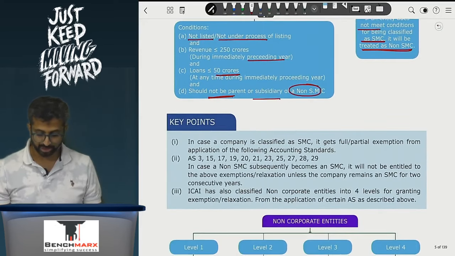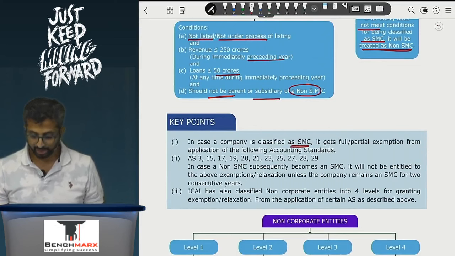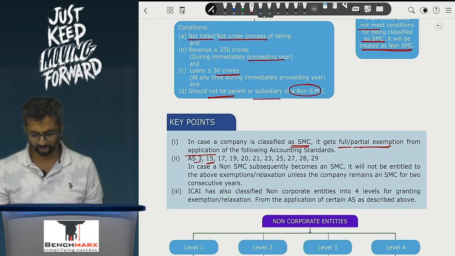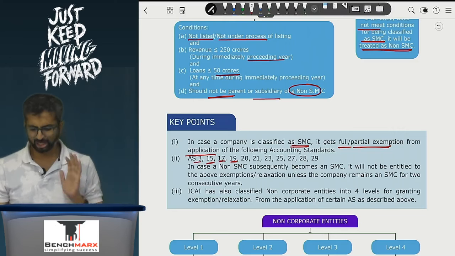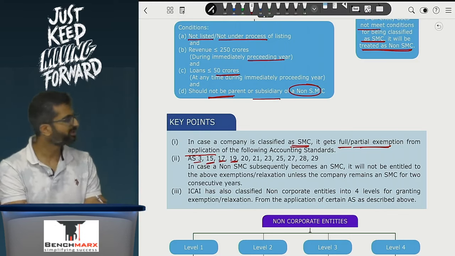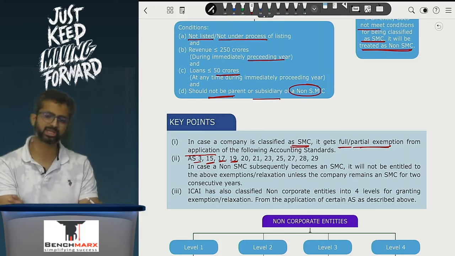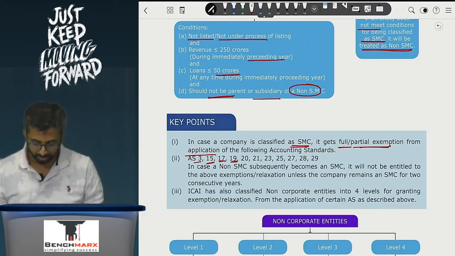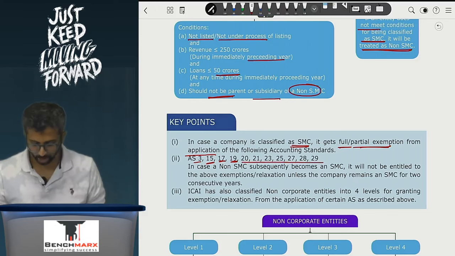Point 1, in case a company is classified as an SMC, it gets full or partial exemption from the application of the following accounting standards. Which standards? AS 3, which is cash flow statement, gets full exemption. AS 15, employee benefits, partial exemption. AS 17, full exemption. AS 19, so there are various standards I will not go into. So, this is the list. Once you do the standards, you will 100% remember with numbers which standard is what. But these are the standards where you get a lot of exemptions.